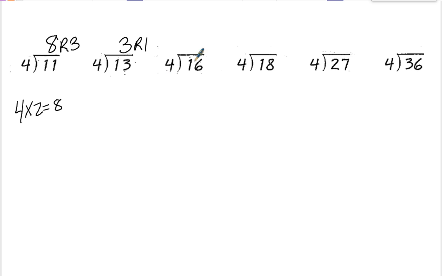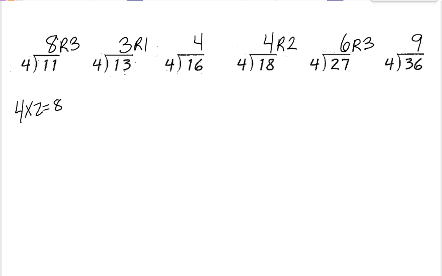16 divided by 4, well, that's even, because 4 goes into 16 4 times. 18 divided by 4, well, I know 4 can go into 16 4 times, and then there's 2 left over. 4 times 4 is 16, plus 2 is 18. 4 into 27, well, I know 4 goes into 24 6 times, and then there would be 3 left over. And then we have 4 into 36, and that goes evenly. 4 times 9 is 36.